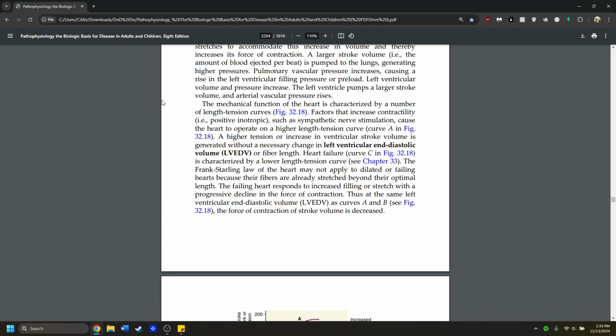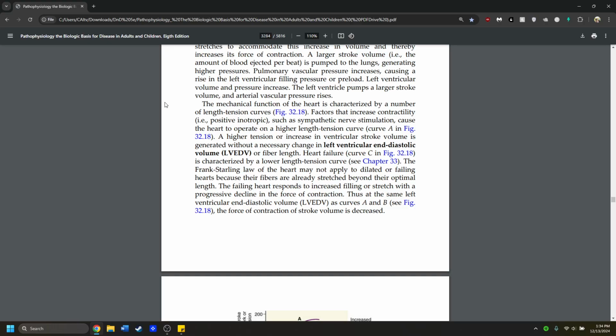The mechanical function of the heart is characterized by a number of length tension curves. Factors that increase contractility, such as sympathetic nerve stimulation, cause the heart to operate on a higher length tension curve. A higher tension or increase in ventricular stroke volume is generated without a necessary change in left ventricular end diastolic volume, or your LVEDV, or fiber length.